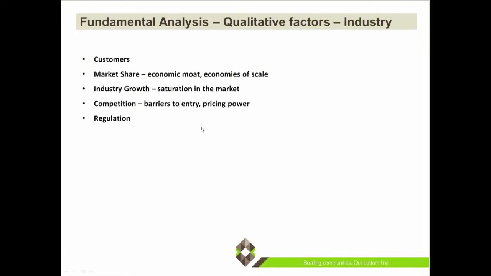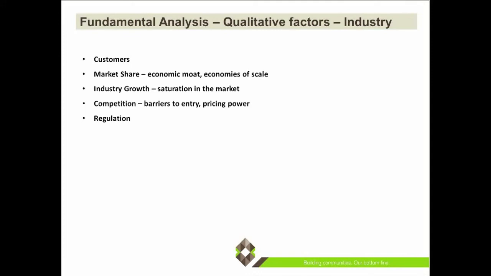We also look at industry growth. If you look at the mobile telco market that is currently highly saturated, what is the potential for growth going forward for the industry in which this company operates that you're looking at? And competition is also important. What are your barriers to entry? We will look at Porter's 5 forces with regards to that as well.